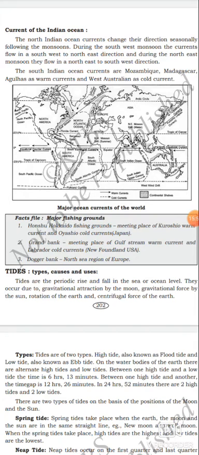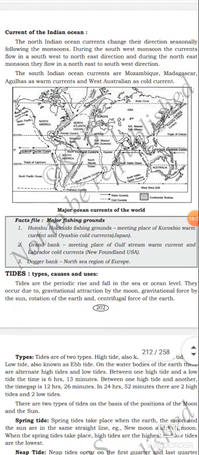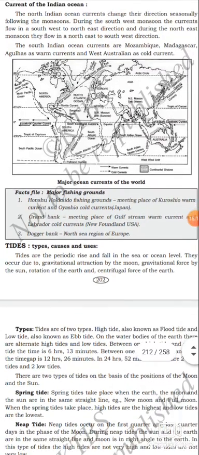Listen carefully. The North Indian Ocean currents change their direction seasonally, during the monsoon times. At the time of the southwest monsoon, the ocean currents flow in a southwest to northeast direction. And during the northeast monsoon, the ocean currents flow in a northeast to southwest direction.